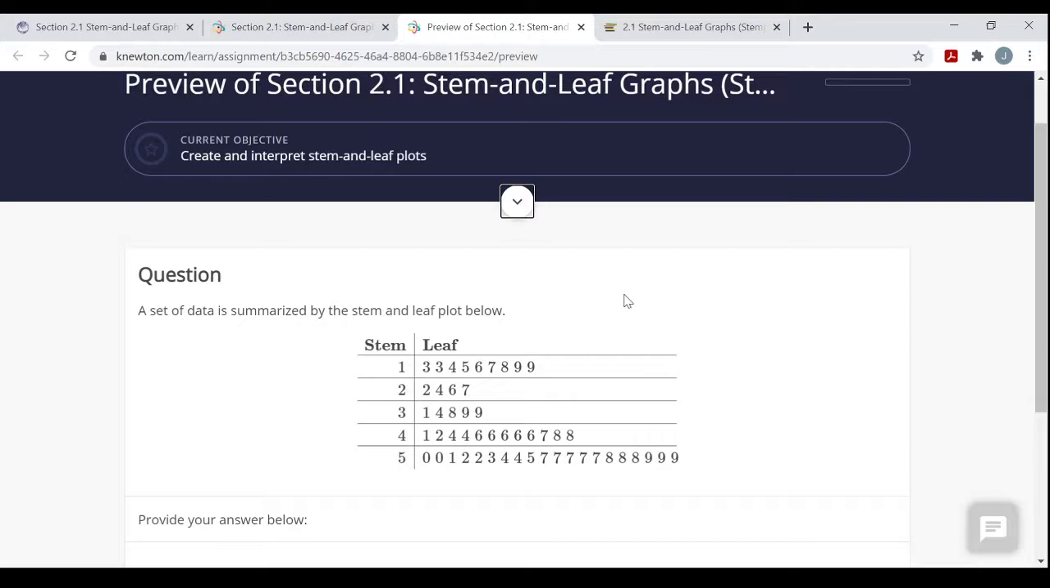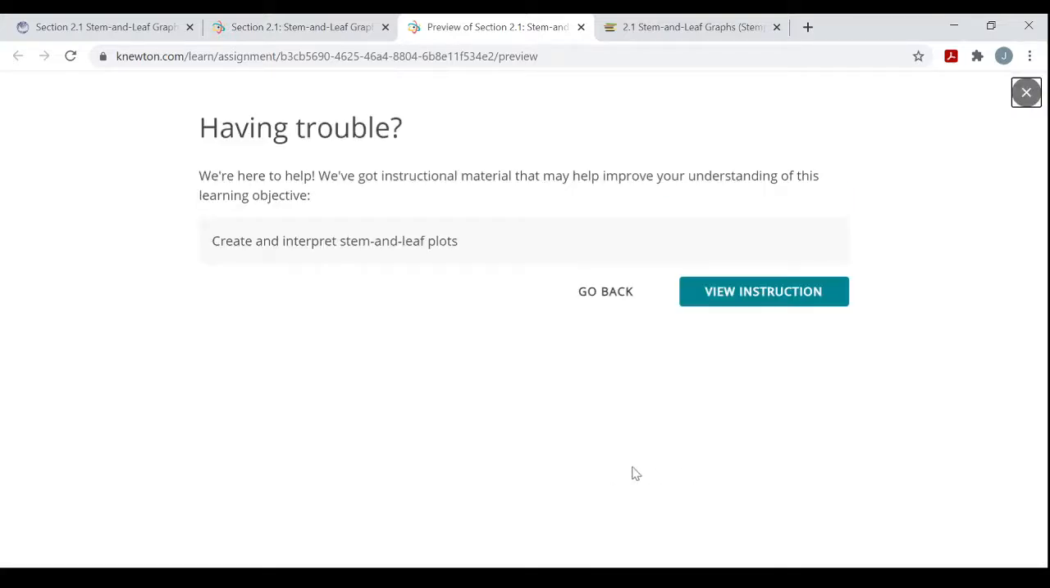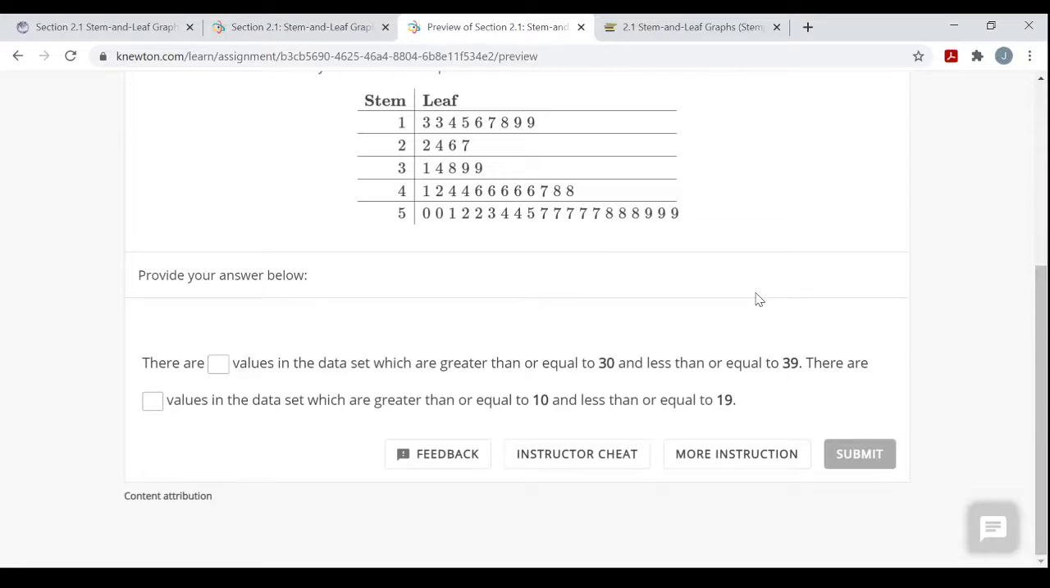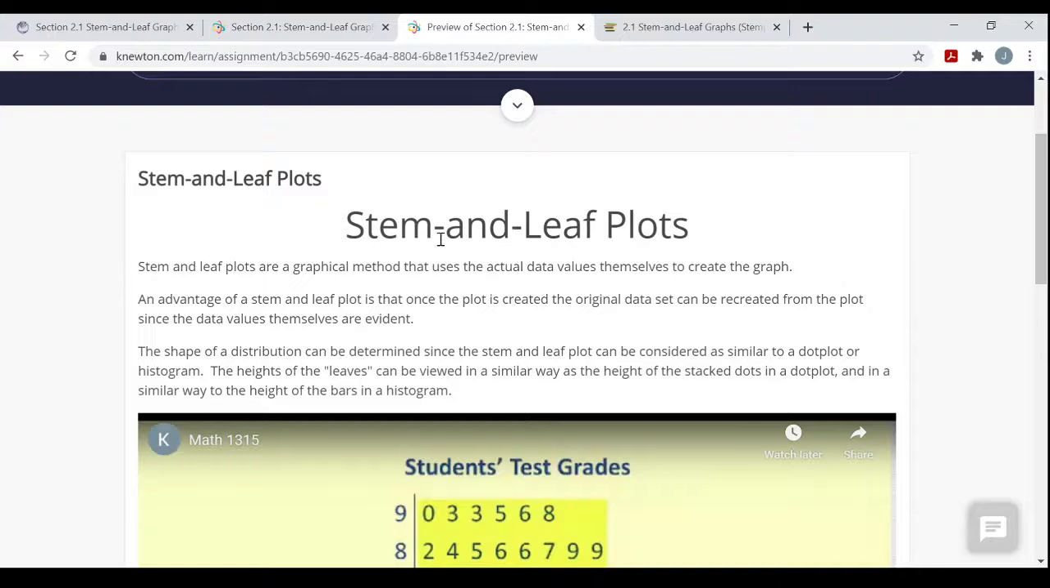But if you're still uncomfortable with the material, or the title of the objective still doesn't make sense, I'd recommend every time you see a new objective or come across a problem you're having troubles with, click on More Instruction. You're not going to have the instructor cheat button, right? But you'll have more instruction and get through the assignment this way. Right? View instruction. All right. So stem and leaf plots. Stem and leaf plots are a graphical method that uses the actual data values themselves to create a graph.